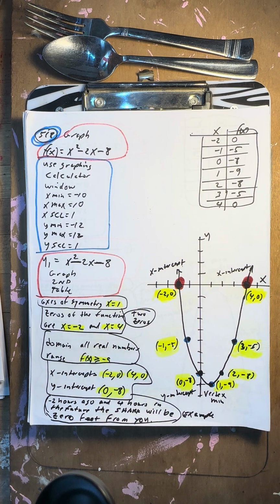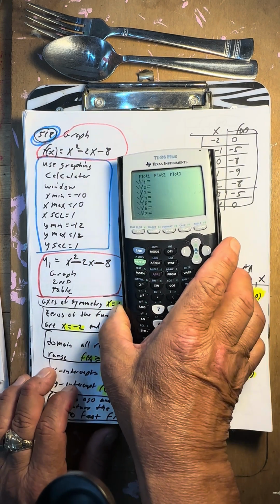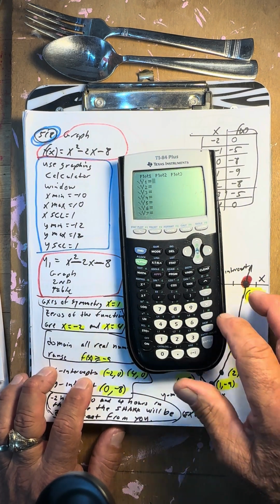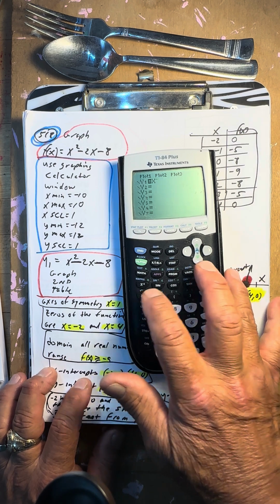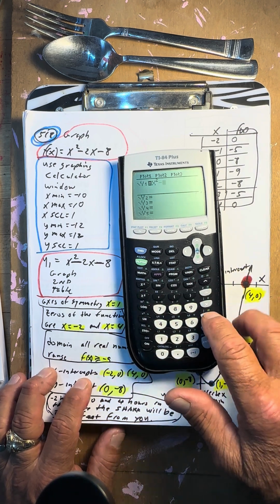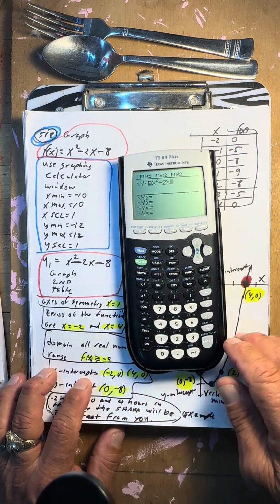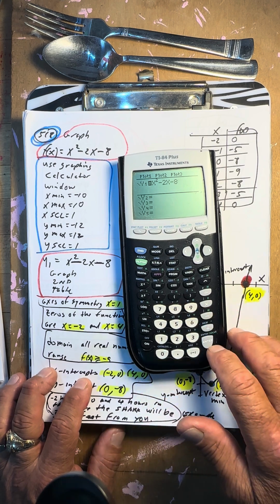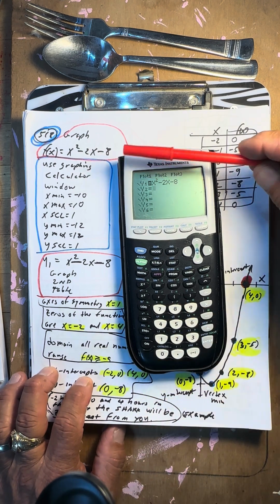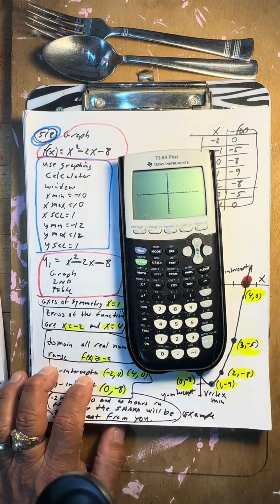Again, f of x equals this function. Can we use a calculator? Of course. So let's put this in there with a calculator. We're going to go x squared, big minus sign, 2x, big minus sign again, 8. Enter it. So does it match? Yes. Hit graph. And there's our graph, of course.